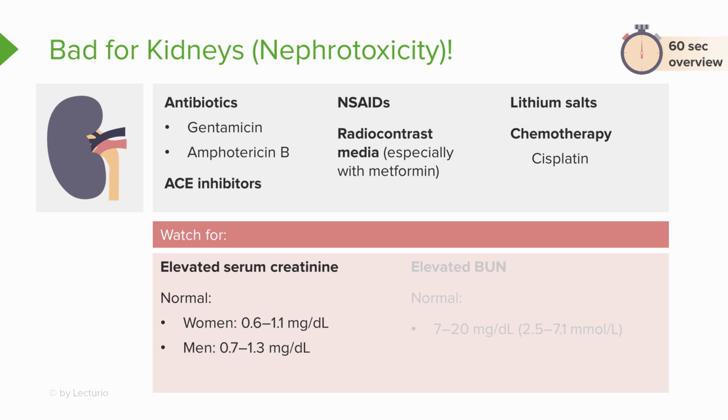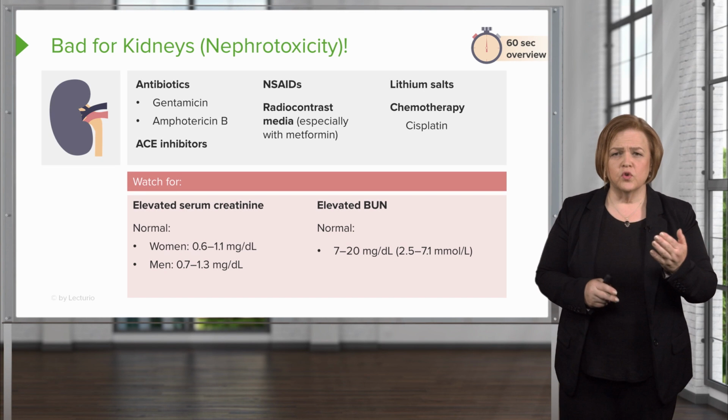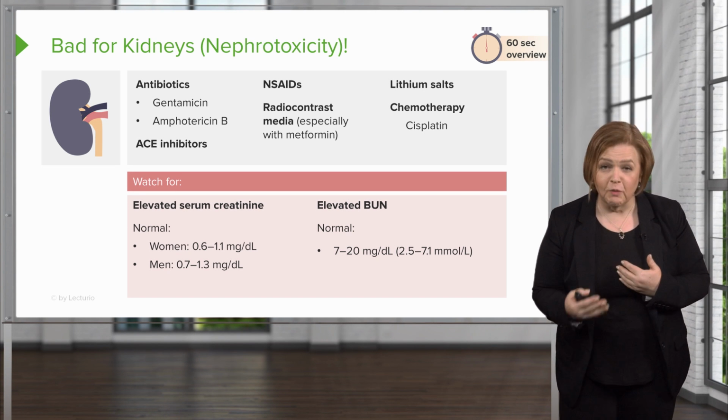We're going to be looking for elevated serum creatinine. That's a sign that the kidneys are struggling. Elevated BUN, that's a sign the kidneys are struggling. So you've got the normal levels there for you, and you're welcome.